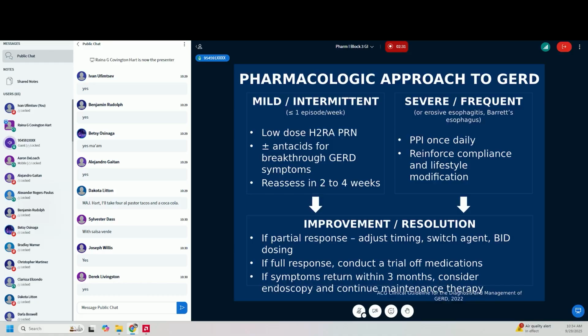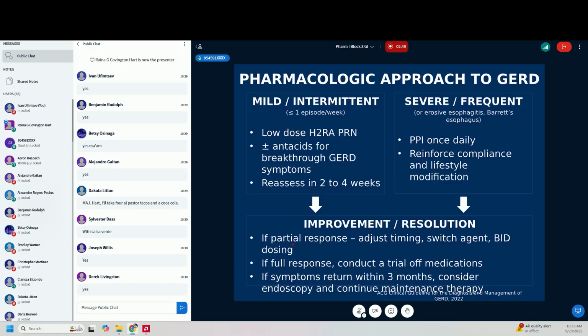So you see that when you have that improvement or resolution. If I have a partial response, I can give them a different medication. I can change how frequently they're taking that medication. I can adjust their timing according to the dose, according to when they're eating their meals.